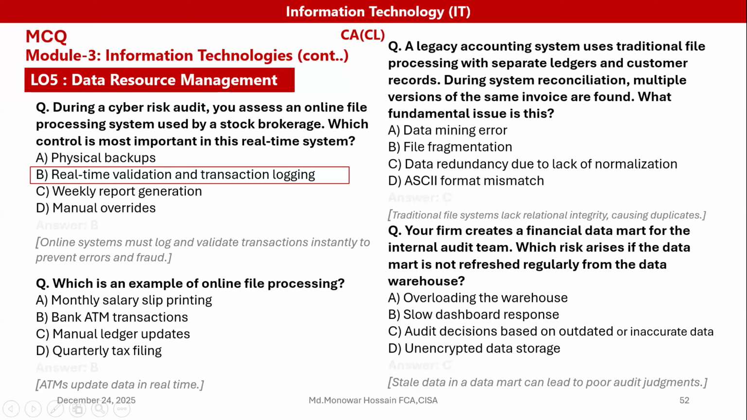A legacy accounting system uses traditional file processing with separate ledgers and customer records. During system reconciliation, multiple versions of the same invoice are found. What fundamental issue is this?